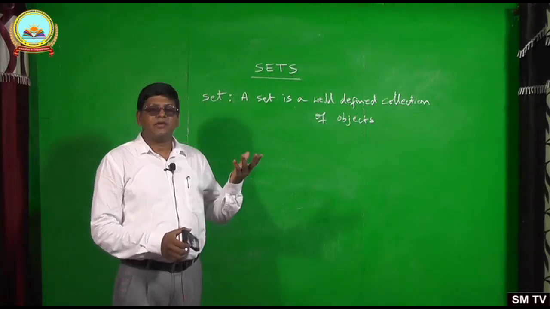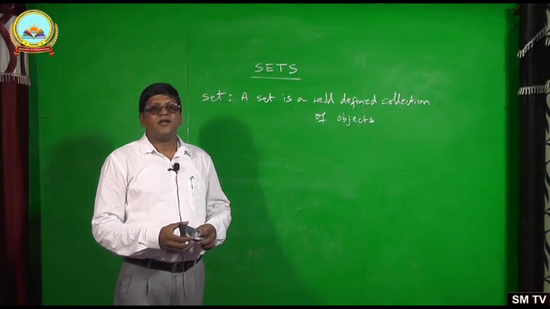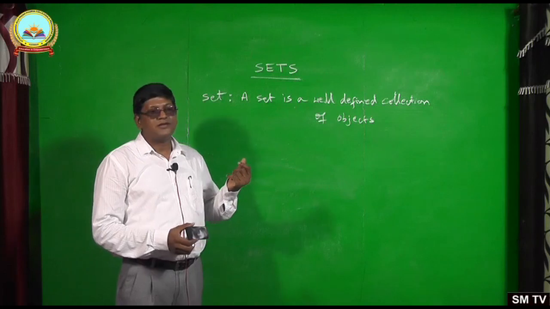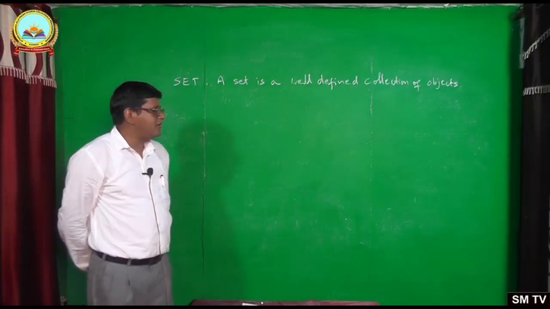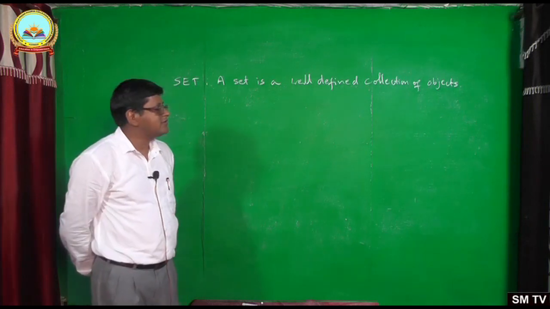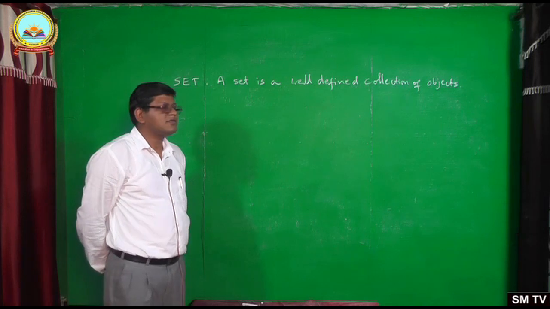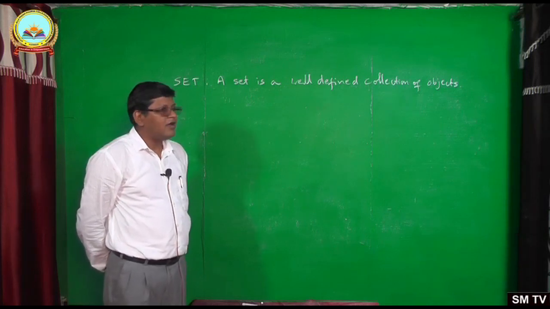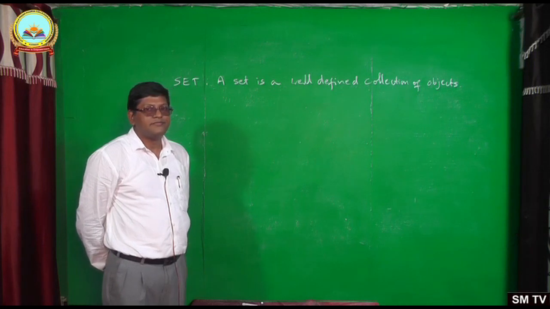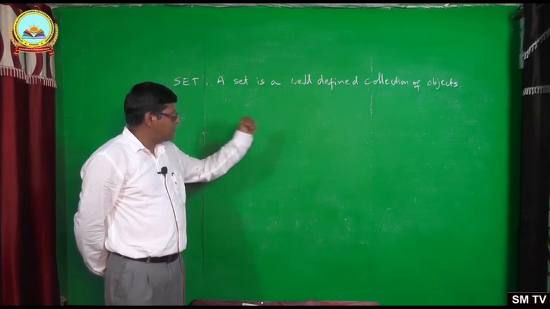The objects may be anything. They can be books, they may be pencils, they may be persons, they may be anything. A set is a well defined collection of objects. The objects may be anything like books, straight lines, persons, etc. Now we shall take up some examples to understand this definition.